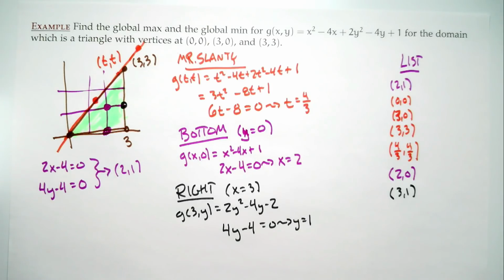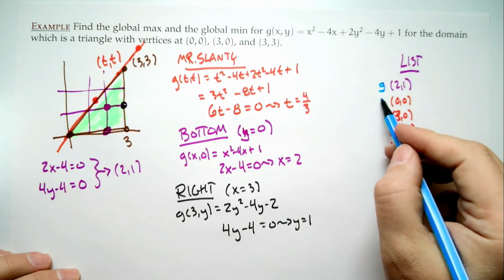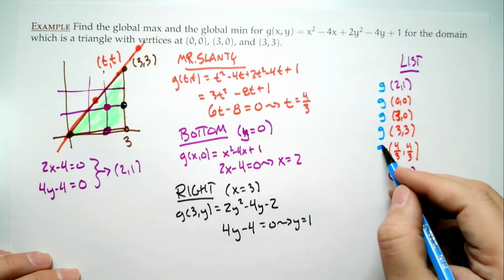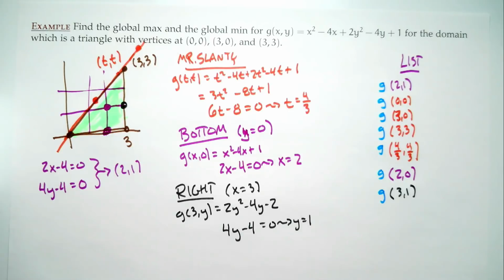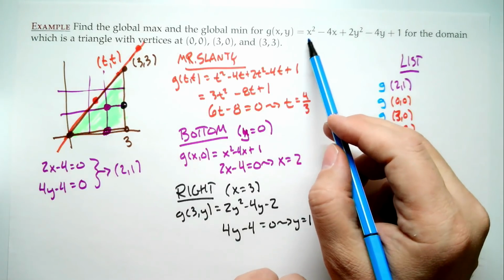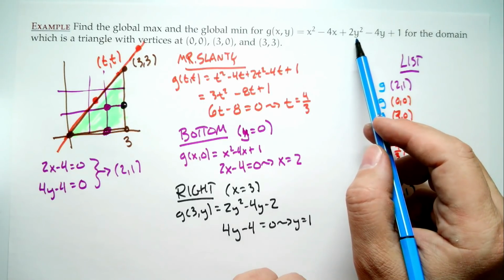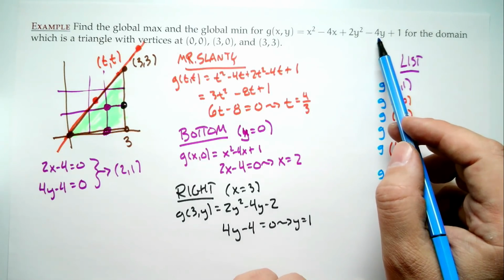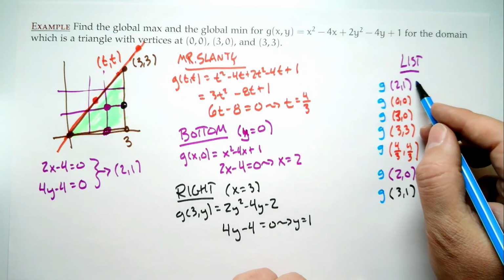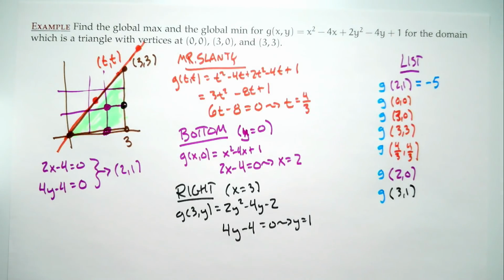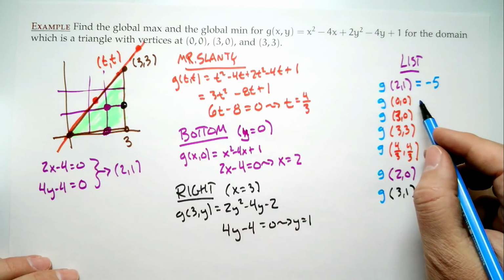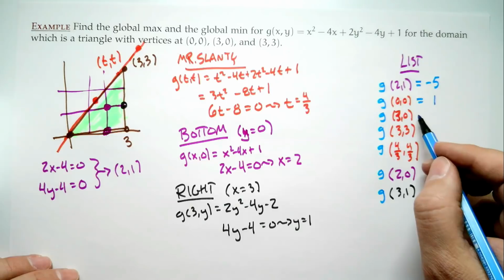Okay. So what's our next thing to do? Yeah, we get to plug all of these points into our function. That's going to be fun. Okay. G of 2 comma 1. Well, that's 4 minus 8, which is negative 4. Plus 2 gets us to negative 2. Minus 4 is negative 6. Plus 1 is negative 5. So I get negative 5. Whew. 0, 0. What? 1. Oh yeah, that one's easy to do.